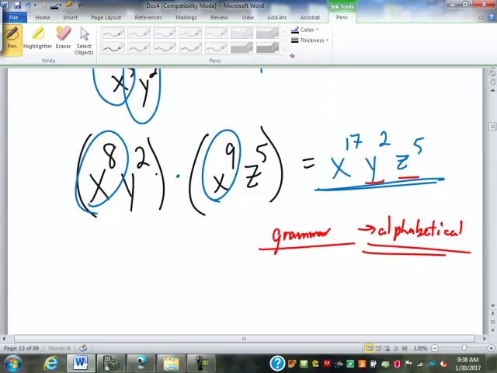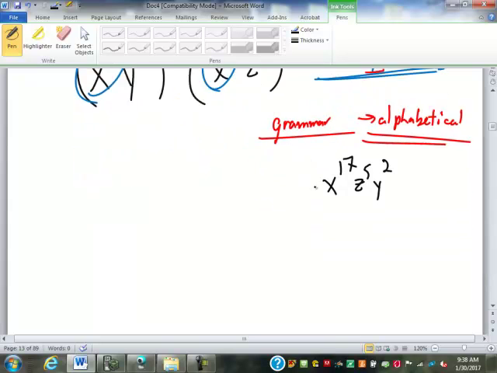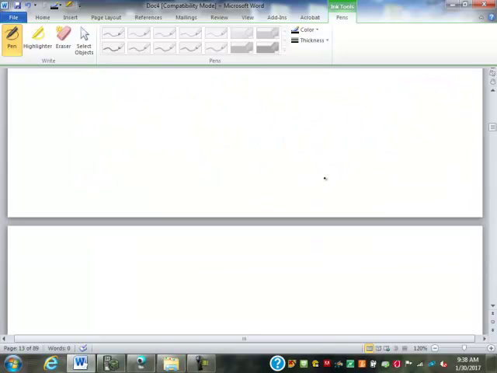In my math lab, some problems get picky about it. You have to have them in alphabetical order. Other problems it doesn't matter. So if you did put this in as x to the 17th, z to the 5th, y squared, and it counted it as wrong, let me know and I'll go back in there and edit those. There are some that my math lab is kind of picky on that really don't have to be. So I will go back in and change those grades for you if you run into one of those.